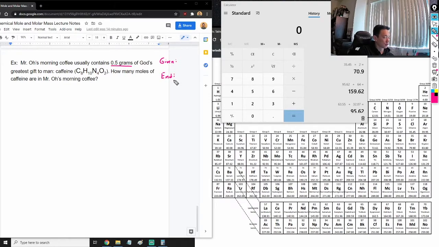So the given is going to be the number. So we have 0.5 grams. So we're going to start off with 0.5 grams of caffeine, and then we're looking for how many, what? Moles. We're looking for moles. So we want to end up with moles. And I usually abbreviate moles with just MOL because the E is kind of hard to write. Okay, so we're going to start with our given. Just like every dimensional analysis problem, we just write down 0.5 grams, and we're talking about caffeine, C8H10N4O2. So I'm going to write that formula down just so we're clear on what we're talking about.